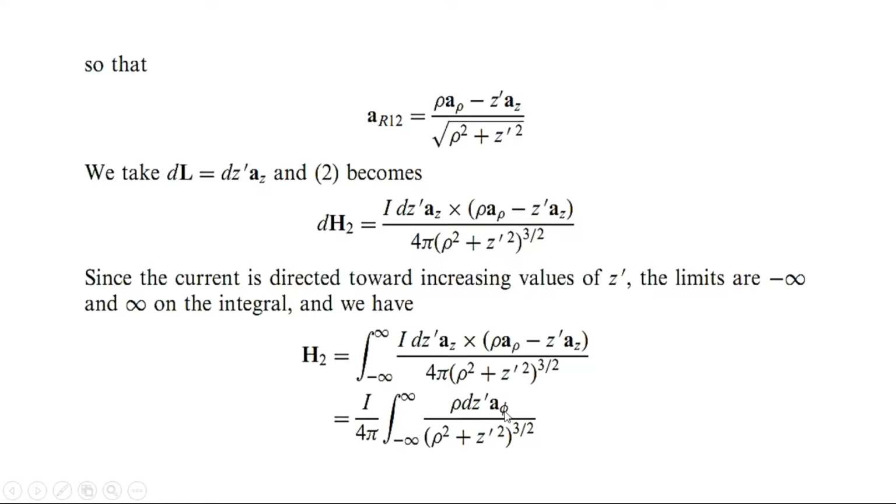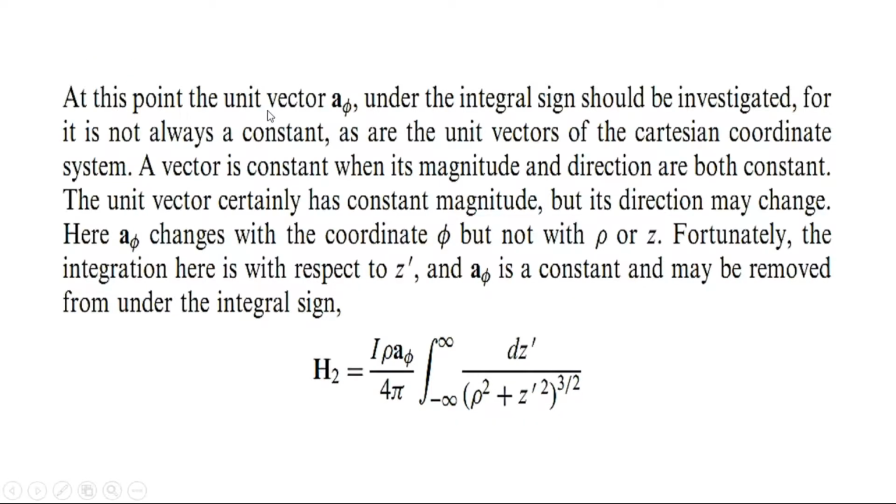So we can consider it a constant and we can take it out of the integral, and our integration will become a scalar integration. So at this point the unit vector a phi under the integral sign should be investigated because it is not always a constant, as are the unit vectors of the Cartesian coordinate system. A vector is constant when its magnitude and direction are both constant. The unit vector certainly has constant magnitude, but its direction may change.